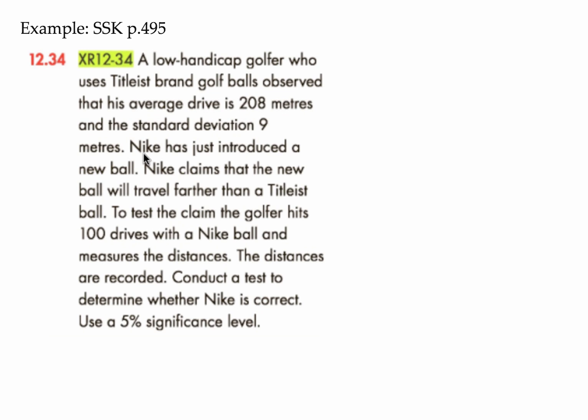All right, Nike has just introduced a new ball, and Nike claims that the new ball will travel farther than a Titleist ball. Okay, so there's an important term there. To test the claim, the golfer hits 100 drives with the Nike ball and measures the distance and records them. And the idea is to conduct a test to determine whether Nike is correct. All right, let's start specifying from this bunch of words what are the required symbols and concepts that are required to carry out the hypothesis test.